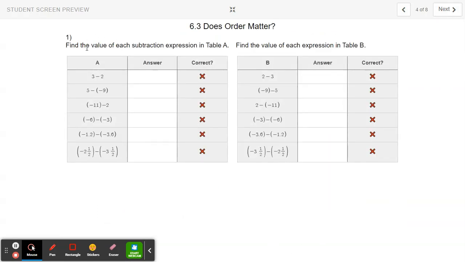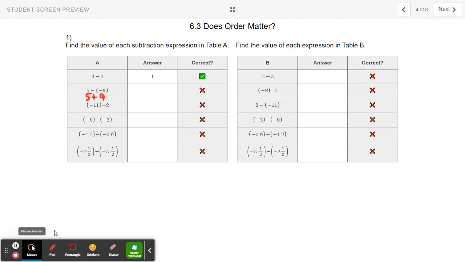Okay. For this side, we're simply going to fill in, it says find the value of each subtraction expression. So here are the expressions, and the value is really just their answer. So that's your first part, to try to add those up, or subtract to find the answer. When I do 3 minus 2, that's a simple one. It's just 1, right? 5 minus negative 9, well, since I'm subtracting a negative, I know I can actually add the opposite. So adding the opposite would make this 5 plus positive 9.